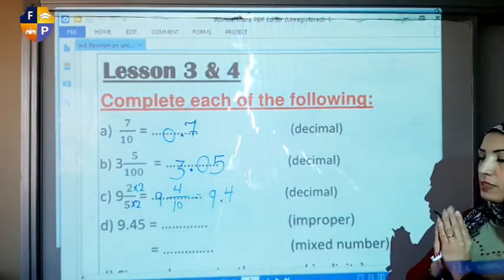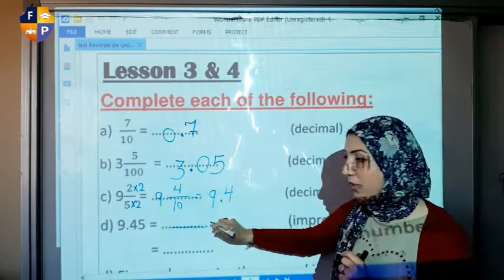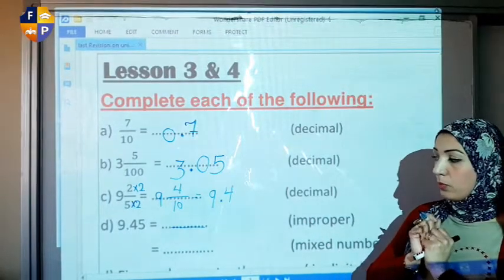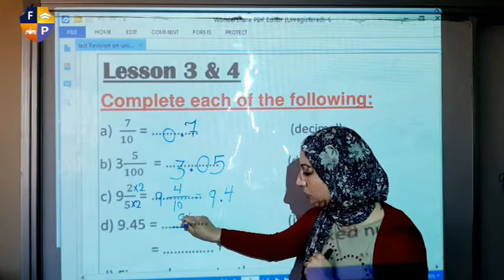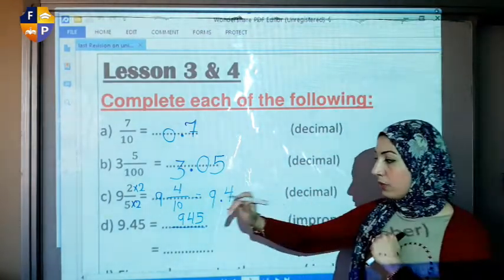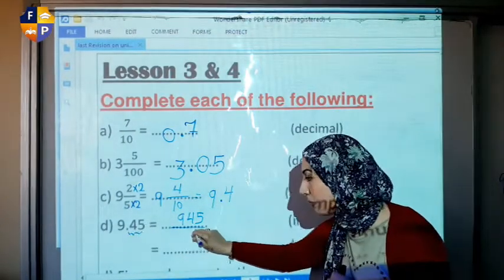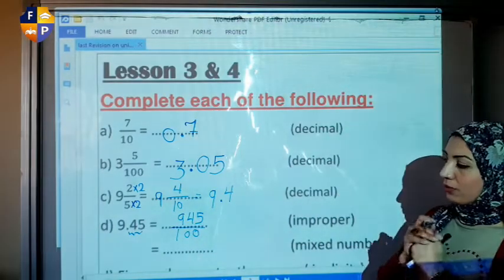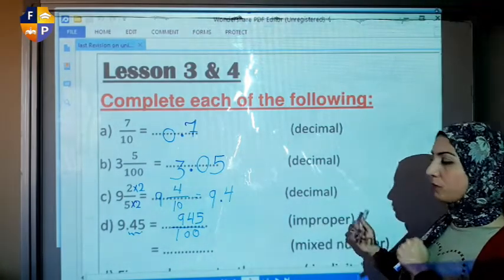Next one, 9.45, we want to change this decimal number into an improper fraction. To change this decimal into an improper fraction, first we will write all the number in the numerator. So here we will write 945 in the numerator. Then we have the decimal point after 2 digits. Then we will write 2 zeros and 1. So 945/100 is the improper fraction.